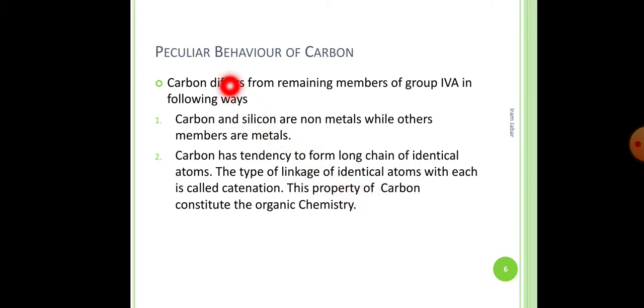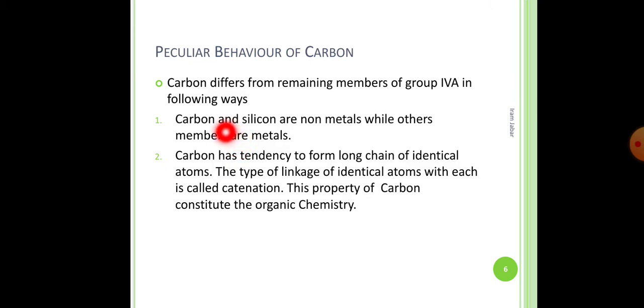Now we will discuss the peculiar behavior of carbon. As you know, the first member of a group always has some different properties from the rest of the elements of the group, because the first element is smaller in size than the rest of the elements. Due to its smaller size, every first member has some unique characters. In the same way, carbon also has some unique properties.